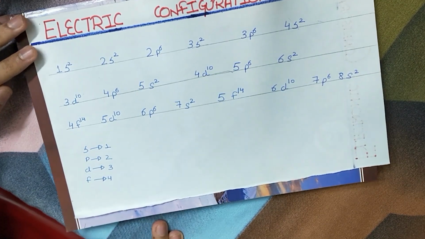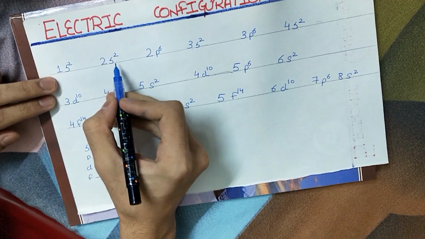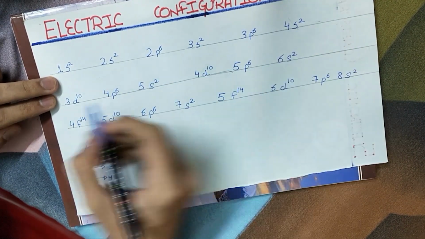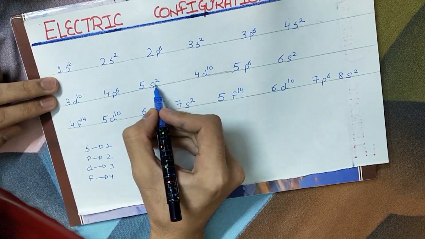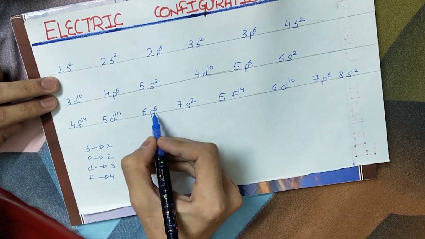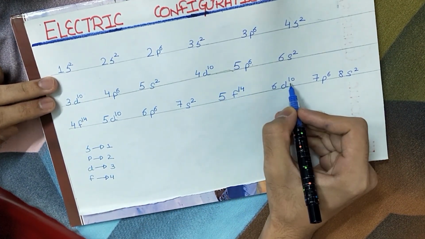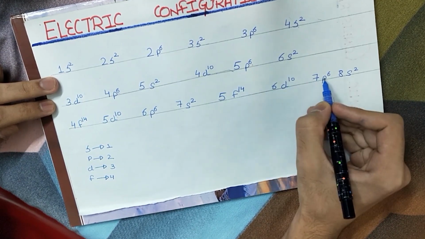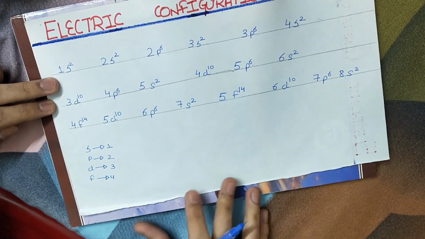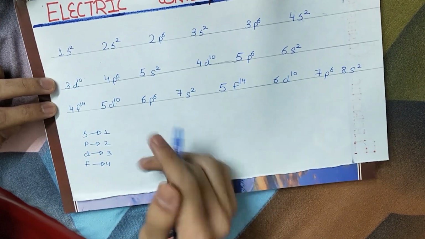If you count the number of electrons, then it is quite evident that 2 plus 2 is 4, plus 6 is 10, plus 2 is 12, plus 6 is 18, plus 2 is 20, plus 10 is 30, 36, 38, 48, 54, 56, 70, 80, 86, 88, 102, 112, 118 and 120. So you can directly write the electronic configuration using this trick.